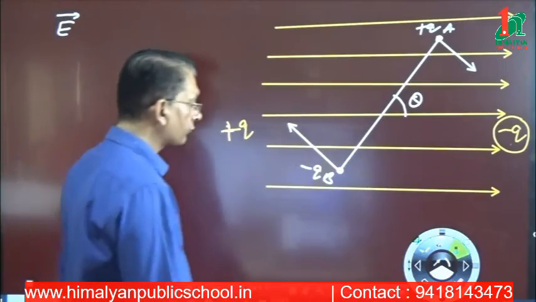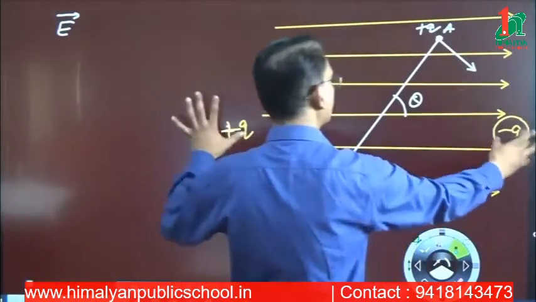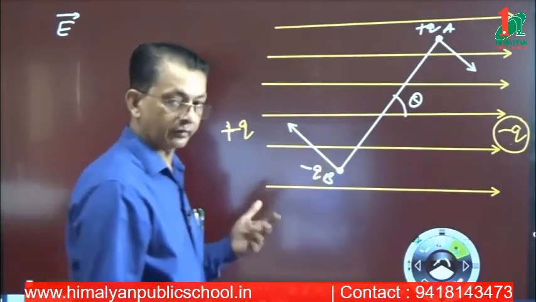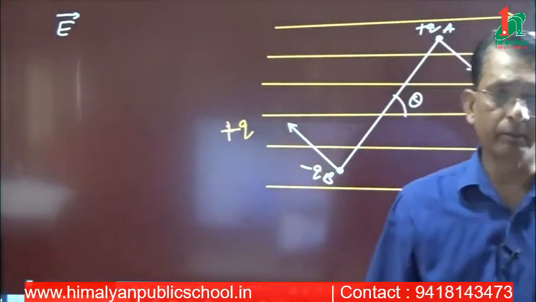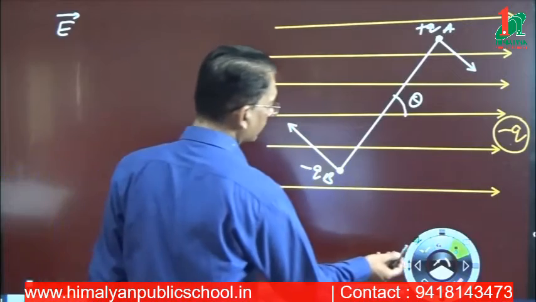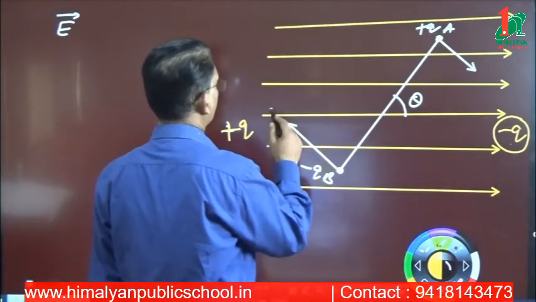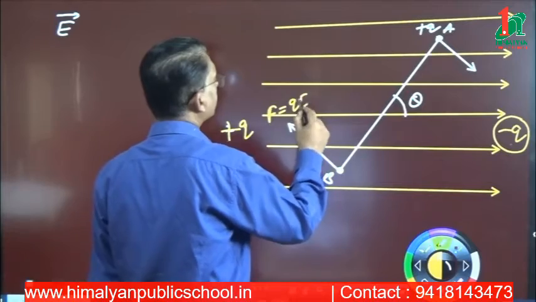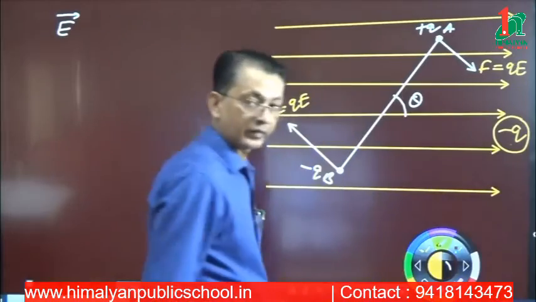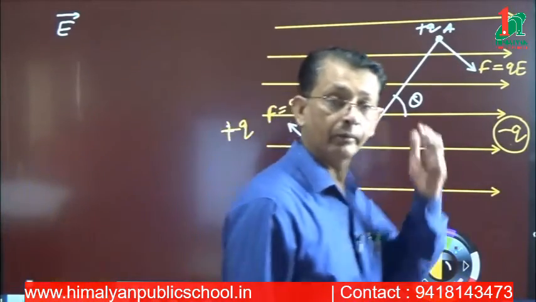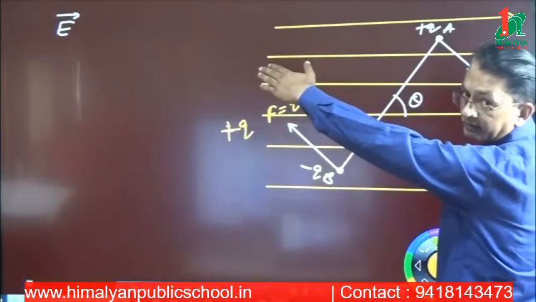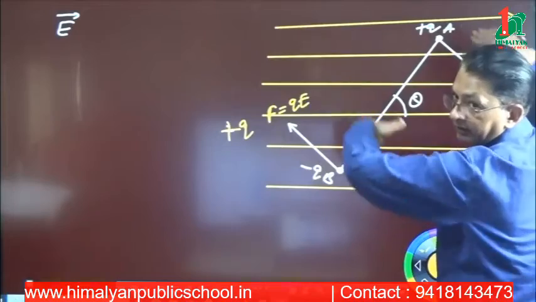But the magnitude of these forces is the same because the charges are equal. The force will be the same, and that force will be F is equal to QE, and this force also F is equal to Q into E. But the directions of these forces are anti-parallel. One is towards this side, the other is towards this side, both anti-parallel.